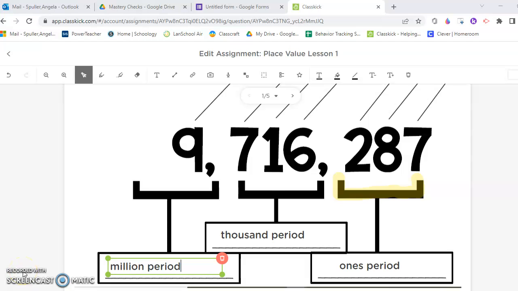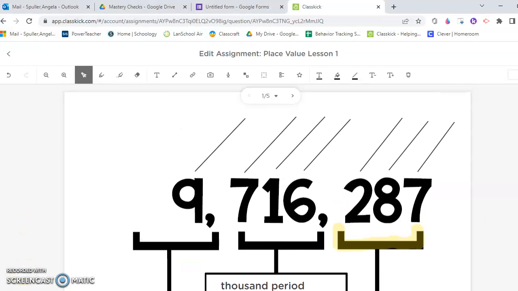Now that we know what the periods or the sections are, let's label these. First and foremost, we all know that this is the ones. Let me write it so it looks better. So ones. Our very first position here is always the ones. Then we get into what we call the tens and the hundreds.